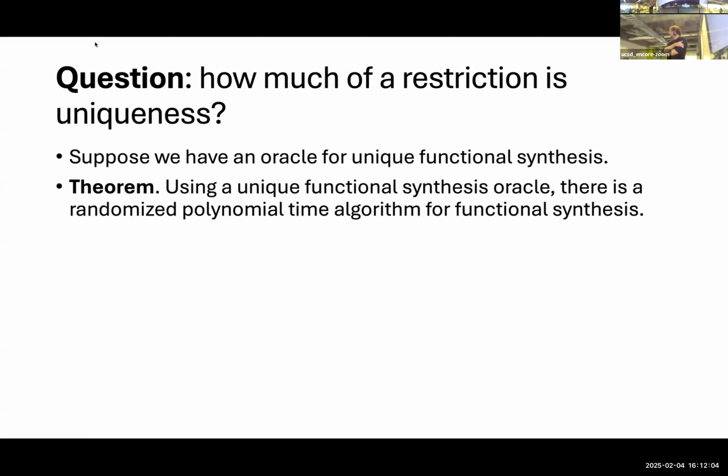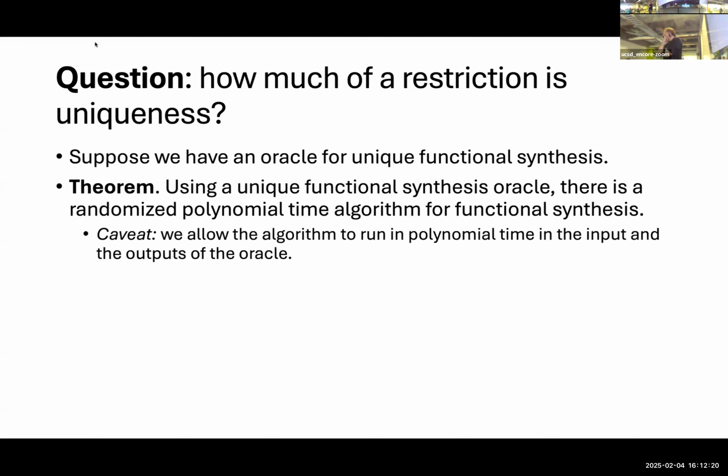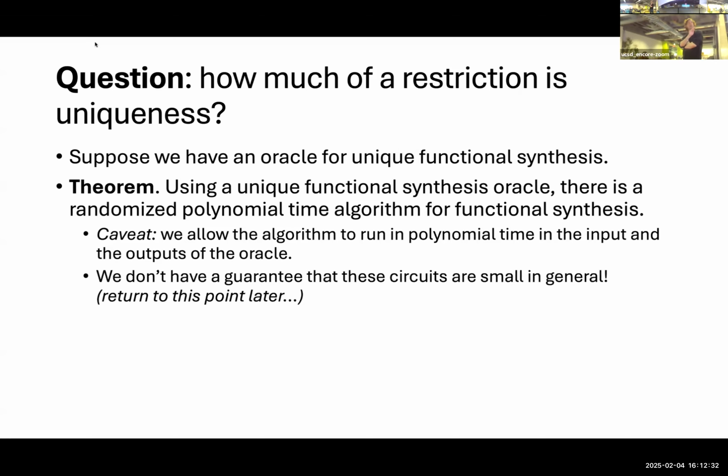Maybe a good question, but can't you use the same trick that you can use to move from SAT to unique SAT? It's a very, very related trick, yes. You have to be a little careful how you do it. But before we talk about it, I just want to point out that there's a big caveat here, which is that I'm allowing the algorithm to run in polynomial time in both the input and output of the oracle. And I don't have a guarantee that I'm going to get small circuits from the oracle in general. And we're going to return and hammer in on this point later.